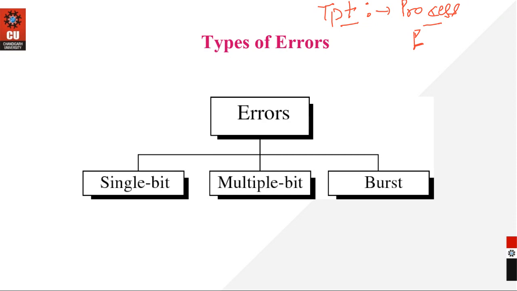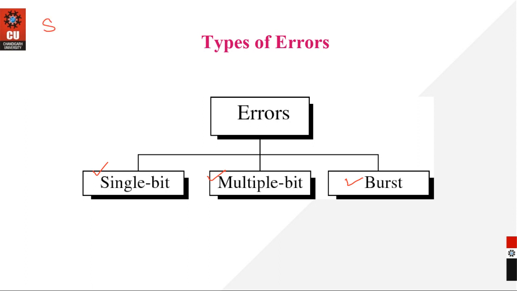So before we continue with how we correct the errors and how we detect the errors, you need to know what are the different types of errors which may happen with the data. There are three main categories of it. First one is the single bit error, second one is your multiple bit error, and the third one is your burst error. These are the three categories of errors which may happen with your data.